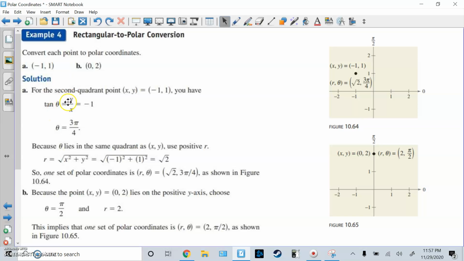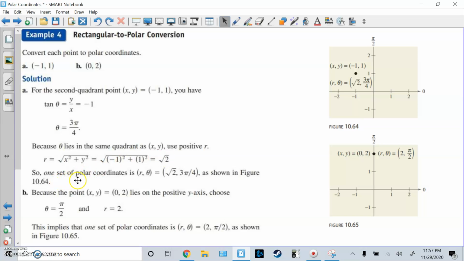Do tangent theta is y over x. Y divided by x is -1, so tangent theta is -1. You can arctan or inverse tan both sides, but that is a point on the unit circle you must memorize. That is 3 pi over 4. That's the angle. You don't need a calculator for that. Then we need to find r. So let's do r squared equals x squared plus y squared. Square root both sides. So you get root 2.